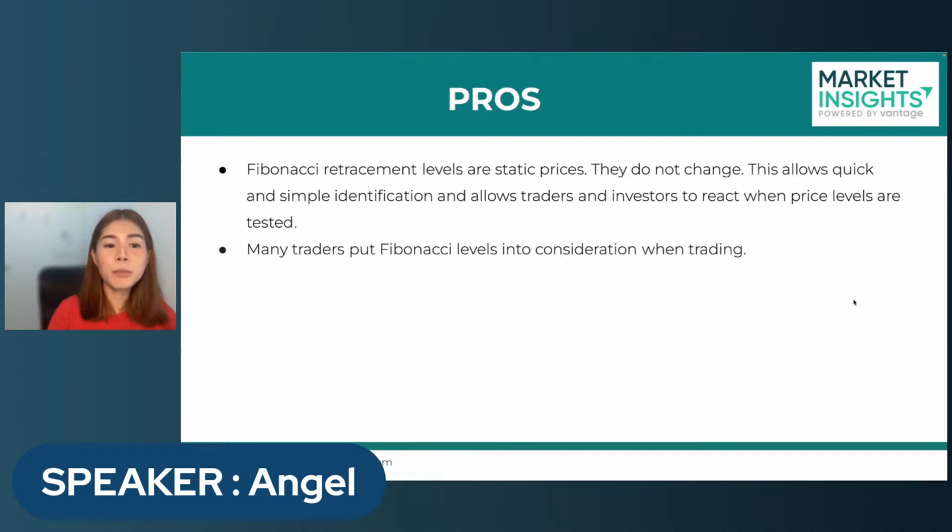So what are the pros, or what are the positive things that Fibonacci retracement and extension offers to us? The levels that it provides are static prices. It doesn't change. Once you plot it, it's there. The price will just move and it's going to take a while before you need to adjust your Fibonacci retracement and extension. This allows beginners to easily identify support and resistance based on whatever time frame they want to trade.